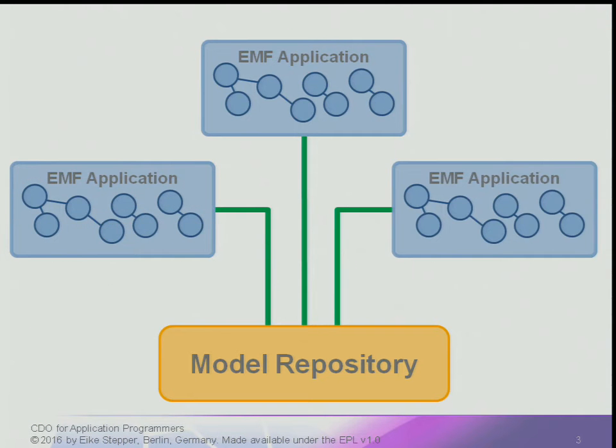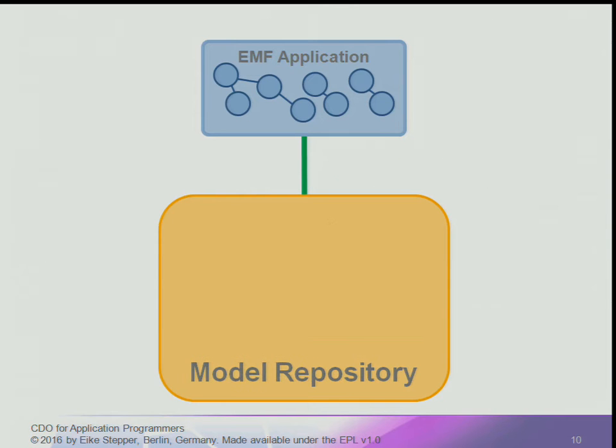For those that have never used CDO before, imagine you have an EMF application, you deploy it to multiple computers in the network and they connect to a central model repository. Then the users can change objects of the object graphs in these applications, commit the changes into the repository. The repository emits invalidation messages to the other clients so that when they access the same objects again, the new state is reloaded from the model repository.